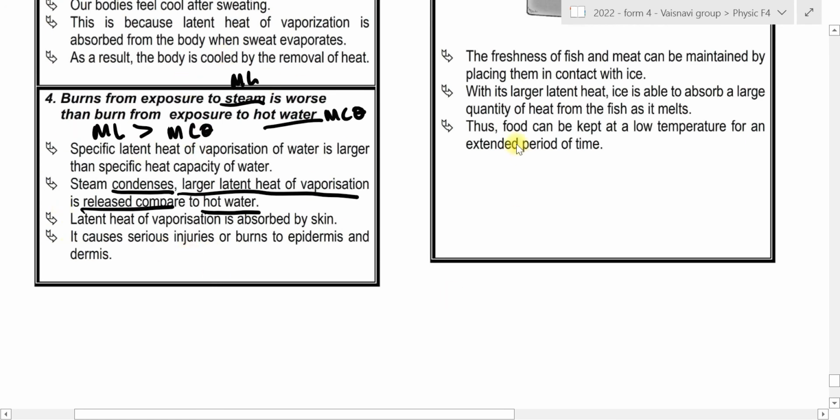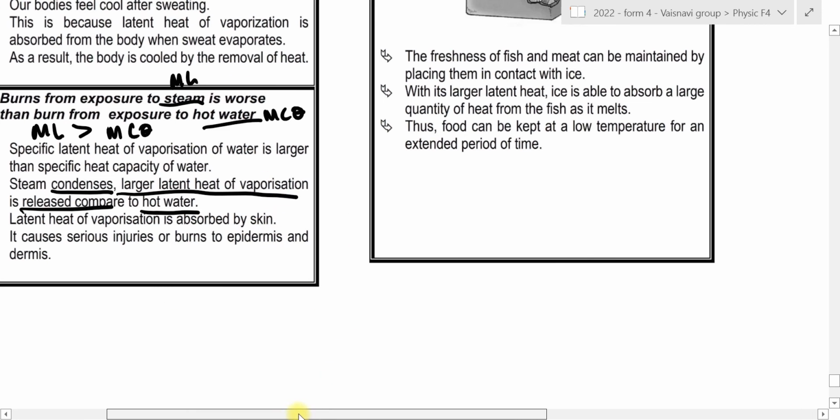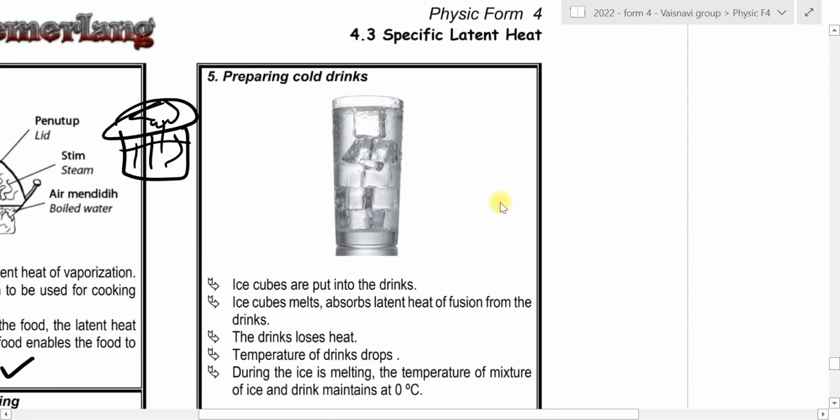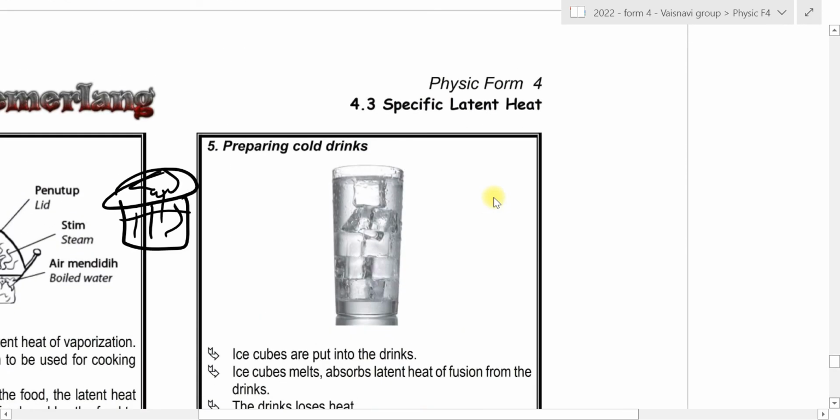Pernah dengar tak yang ni? Steam is much more dangerous than the hot water. Remember that. Okay. Next, pola. Got 2 number 5. Okay.